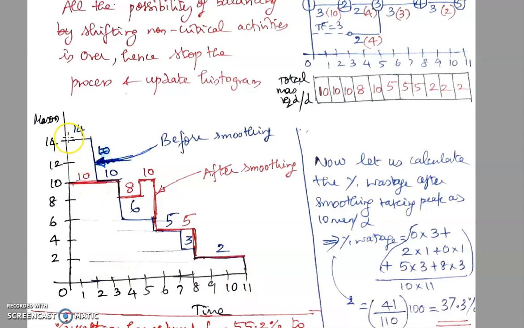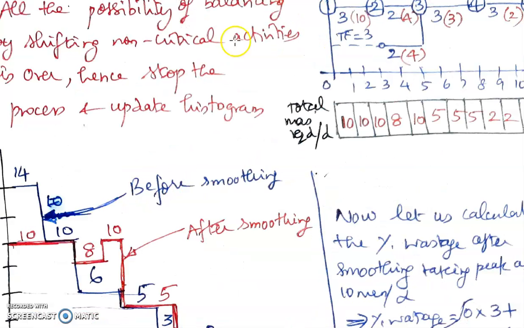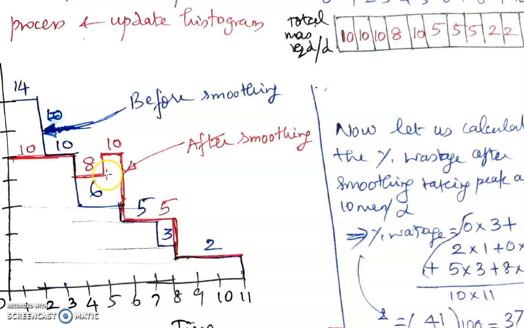So as you can see, the original histogram is 10 for the first 3 days, then 6 for 2 days, 5 for 1 day, and then coming down to 3 and then 2 for 3 days. So this is our original histogram, which is before smoothing. Then after smoothing, we now have 10 for the first 3 days, then let me enlarge it and show. Then it is going to 8 for 1 day, then 10 for another 1 day, then coming down to 5 for 3 days, then 2 for 3 days. So this is the trend and some improvement has happened.